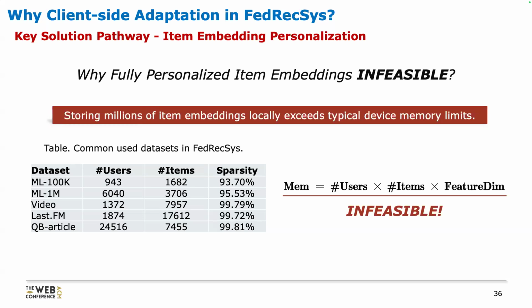And remember from the table on the left that the interaction sparsity exists over 95%. So most of those embeddings would never even get updated. In other words, not only would this blow out device memory limits, it would also waste capacity on items a user has never seen. That's why fully personalized item embeddings are infeasible at scale, and why we must turn to more efficient alternatives like active offsets or selective personalization instead.